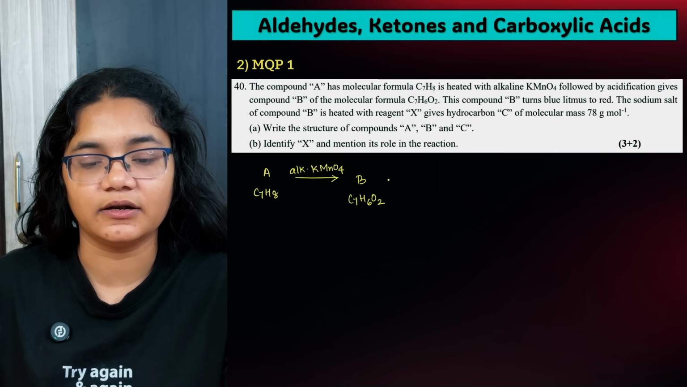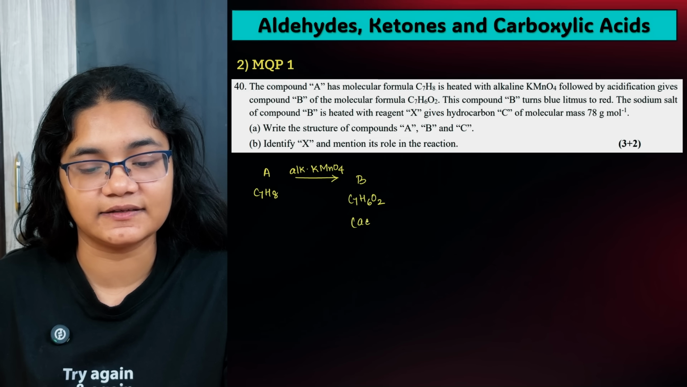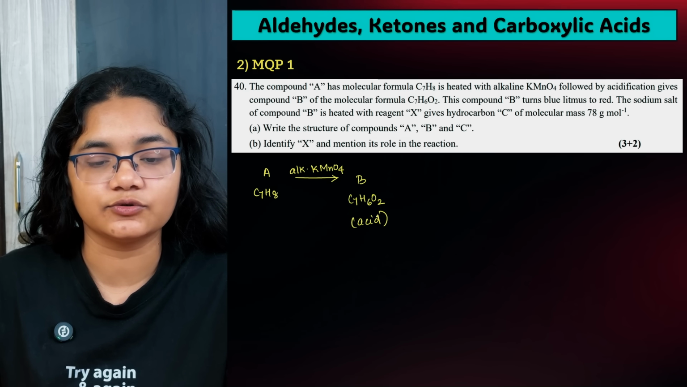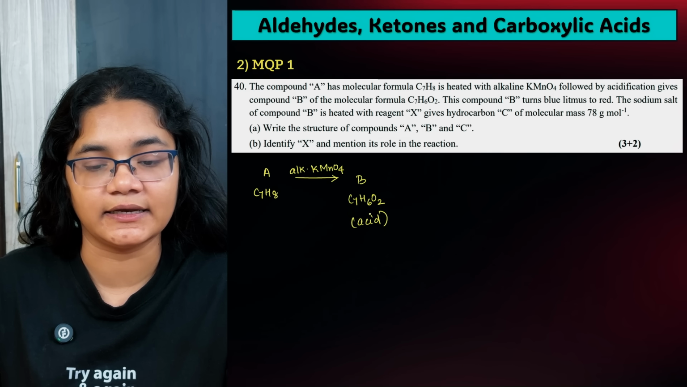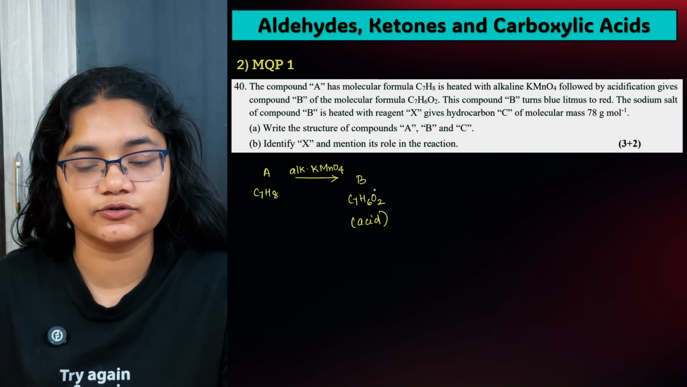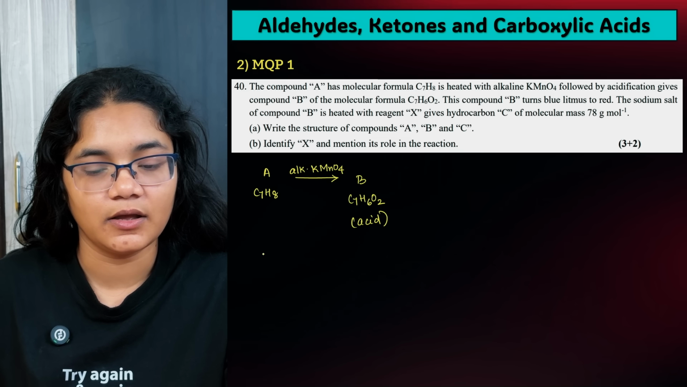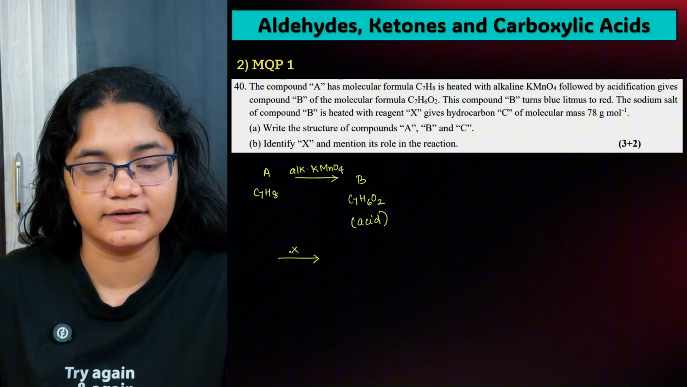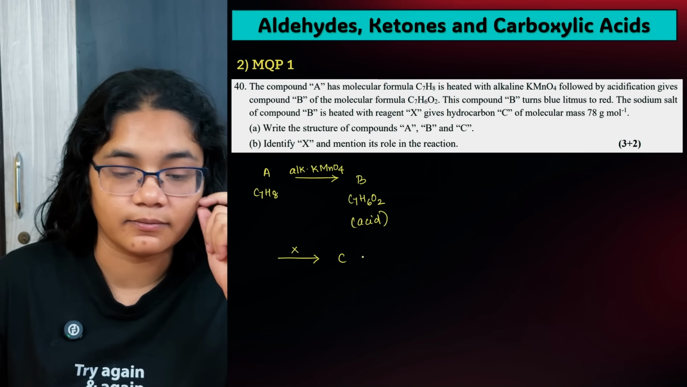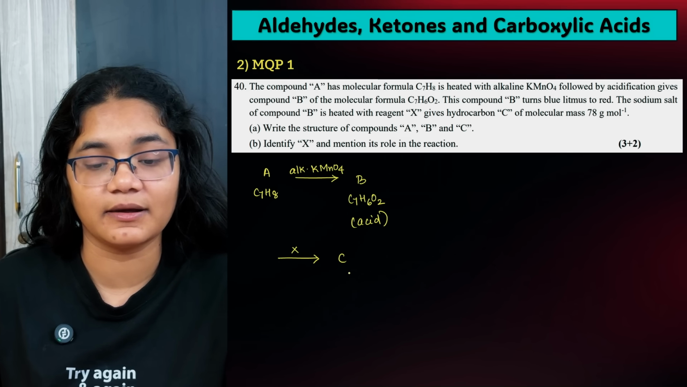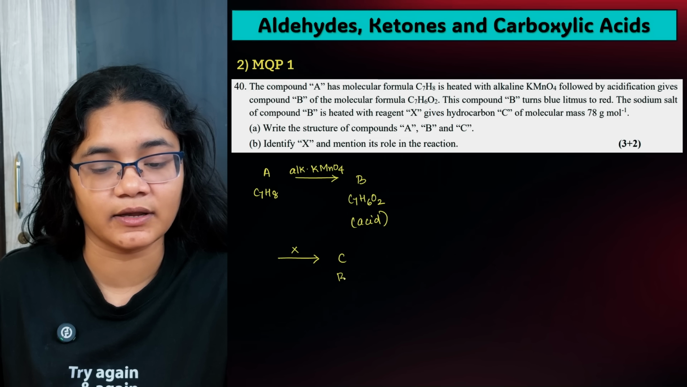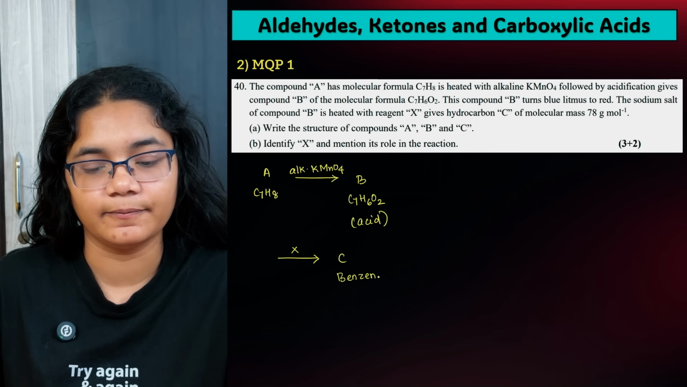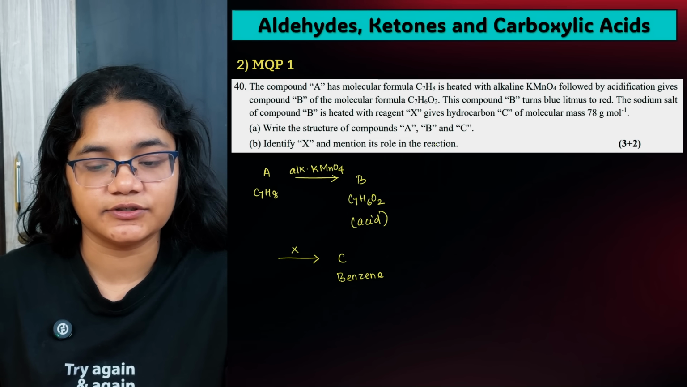Now this compound B turns blue litmus red, that means this is acidic in nature. Now the sodium salt of compound B is heated with reagent X to give a hydrocarbon C of molecular mass 78 gram per mole. So from that you can easily guess that it is benzene. Identify the structures of A, B and C.